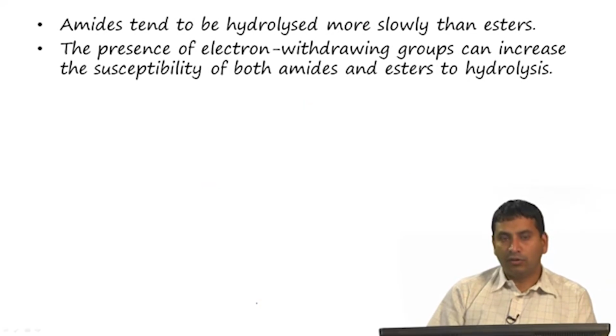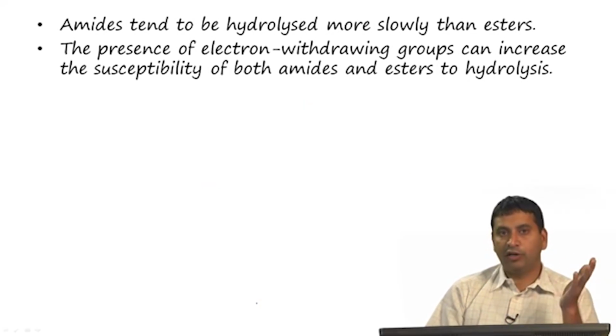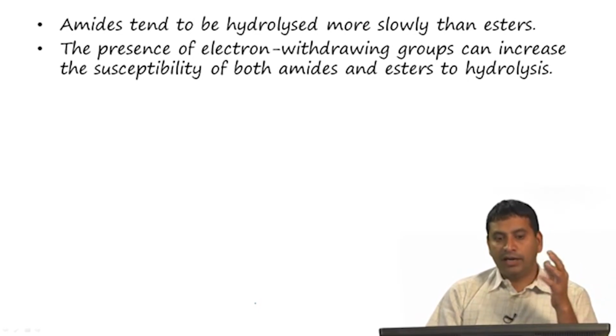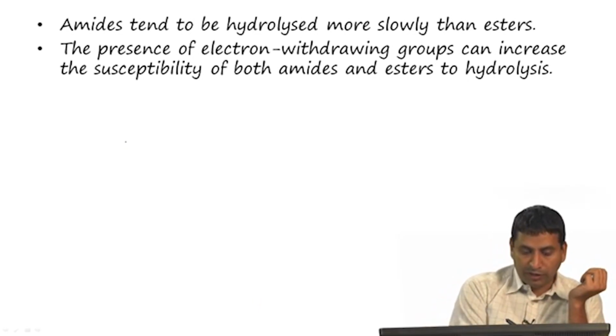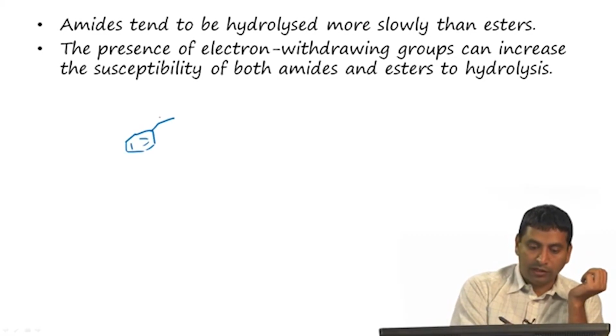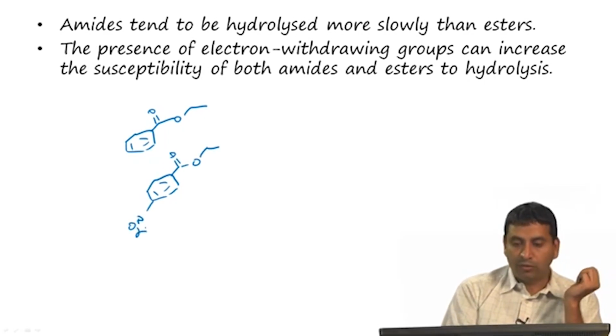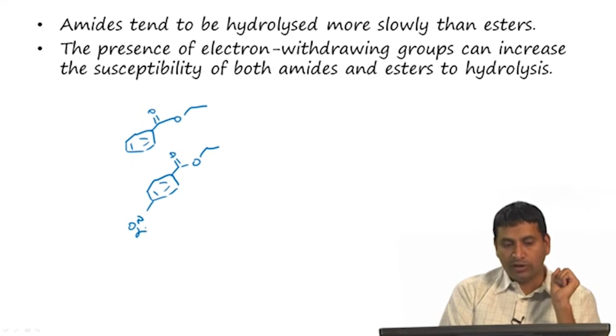Now, we all know that amides tend to be hydrolyzed much slower compared to esters, and typically the presence of an electron withdrawing group speeds hydrolysis. So, for example, if we have an ester of benzoic acid versus an ester of para-nitrobenzoic acid, the one with the electron withdrawing group is more susceptible to hydrolysis.